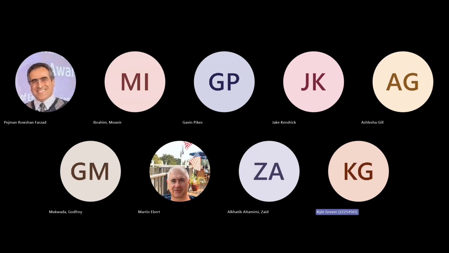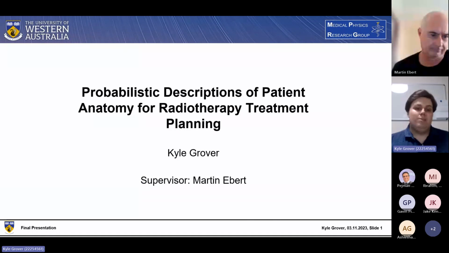Good afternoon, everyone. My name is Carl Grover, and today I'll be giving my final thesis presentation on the probabilistic descriptions of patient anatomy for radiotherapy treatment planning. My supervisor for this project was Martin Ebert.